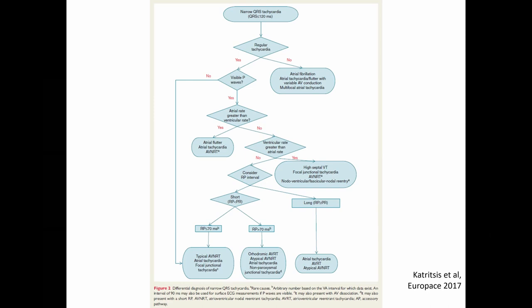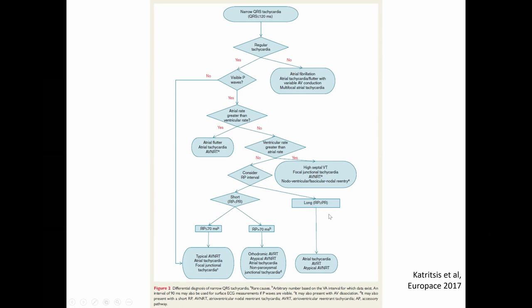But there are some unusual things that can cause this, you know, the junctional tachycardias, some of the very unusual accessory pathways like nodoventricular and nodofascicular pathways that don't involve the atrium, can also have more Vs than As. So presuming you've got the same number of As and Vs, we then look at the RP interval.